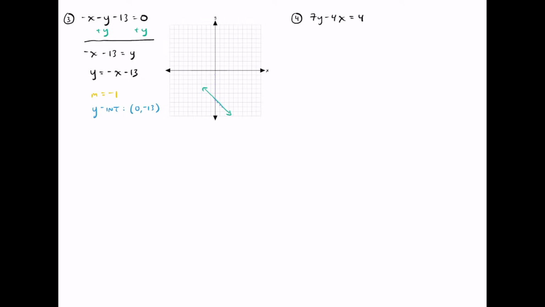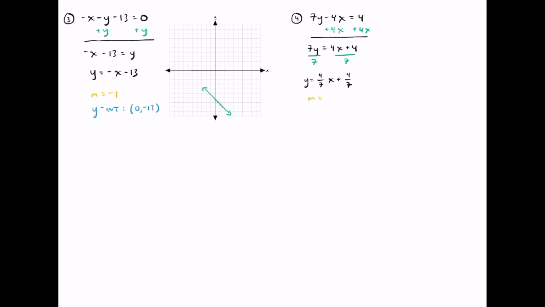We can go ahead and try and solve for y just like earlier to get y isolated. So I'm going to add 4x to both sides of the equation here. If I add 4x, then we have 7y is equal to 4x plus 4. And then we want to get the coefficient to be 1 for y, so divide both sides by 7. So we're going to get y is equal to 4/7 x plus 4/7. Okay, that would be the equation written in slope-intercept form.